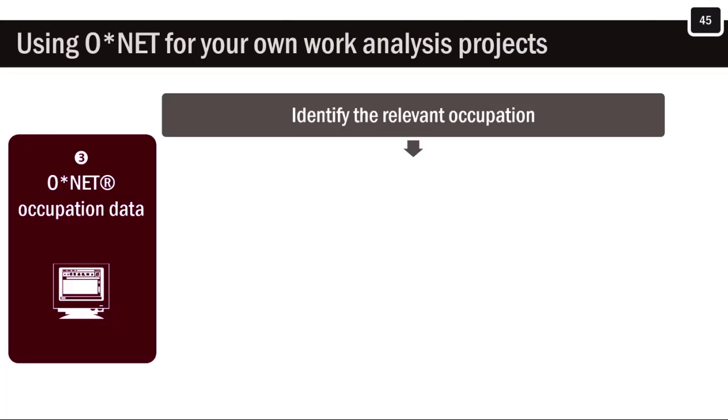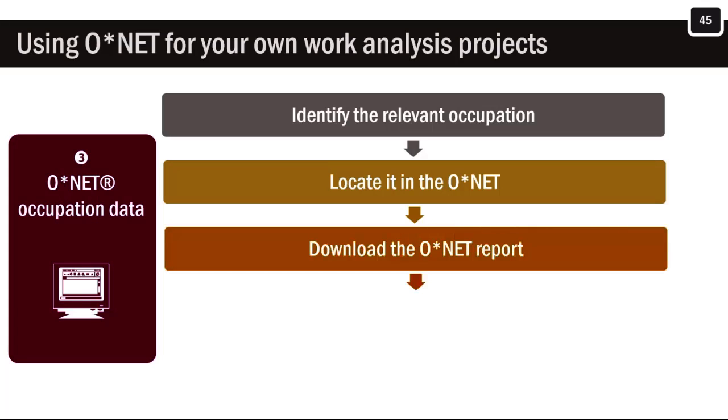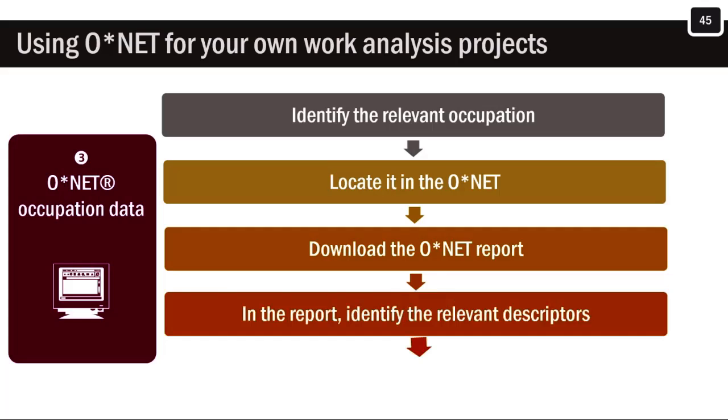First, identify the relevant occupation that matches the job you're interested in. Next, in the O*NET Online, locate the relevant occupation. Then, download the summary, detailed, or custom report. From the O*NET descriptors in the report, identify the descriptors most relevant to the purpose of the work analysis you are conducting. For example, tasks or skills for designing training programs, skills or traits for choosing selection instruments.